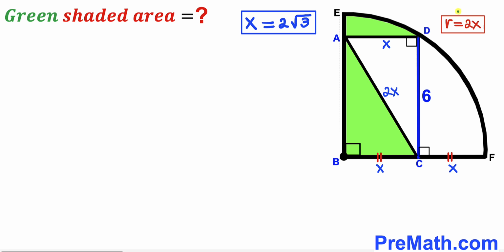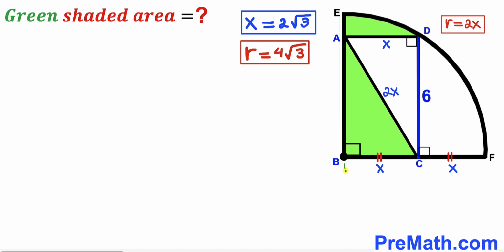And we know our radius r is 2 times x. So therefore our radius lowercase r is going to be 2 times, and x value is 2 times square root of 3. So thus the numeric value of lowercase r radius turns out to be 4 times square root of 3 units.